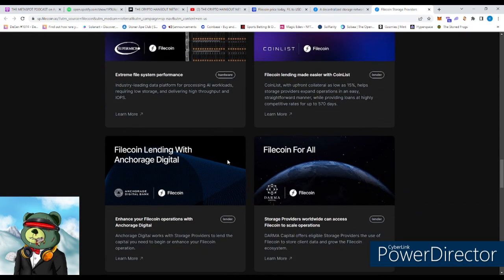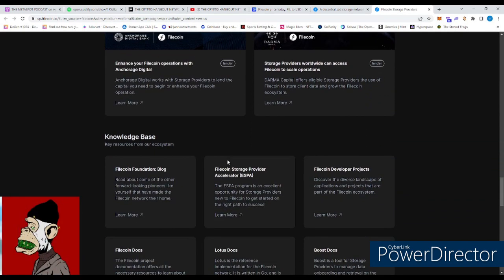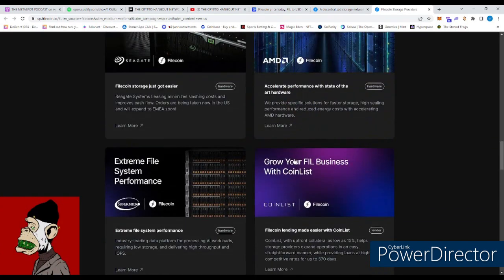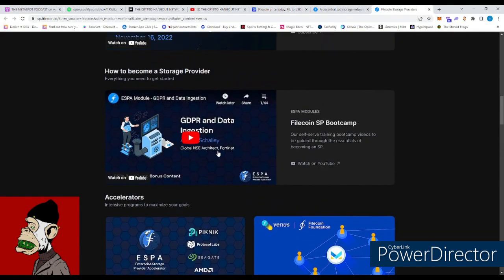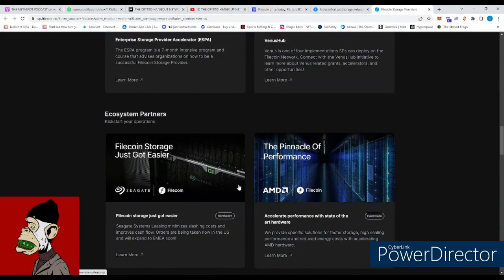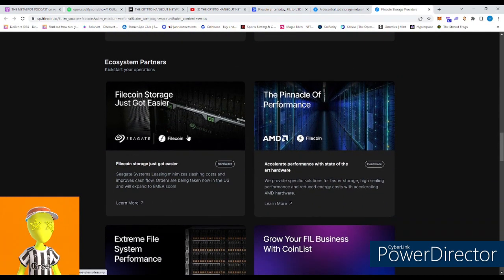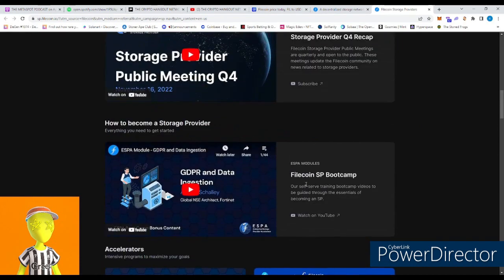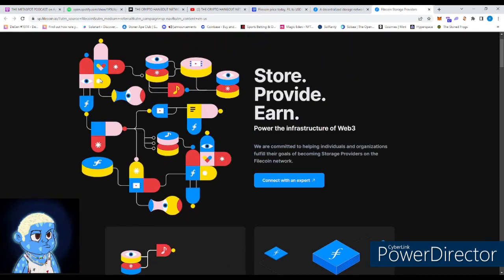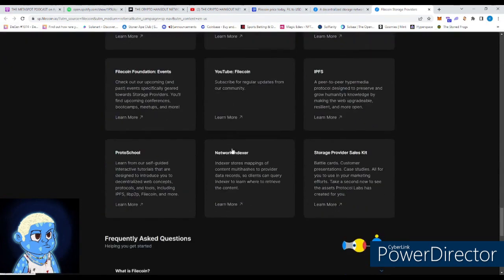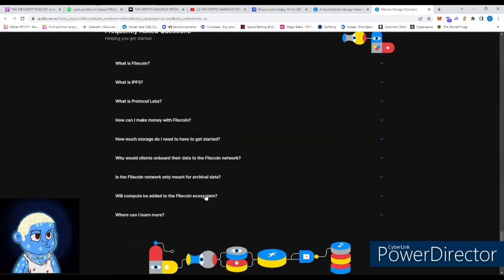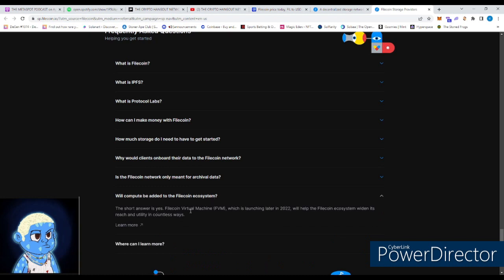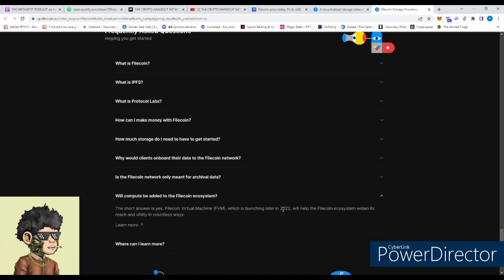This is all the reasons why you need to be getting this coin. Okay, just for these two alone, right here. All right. For AMD and Seagate, those two alone, you need to be getting this. Seagate makes hard drives, etc. AMD makes GPUs. Seagate also makes some GPUs here and there, I think. So yeah, that's big. Will compute be added? Short answer is yes. The Filecoin virtual machine, which was launching, should already be launched. So yeah.